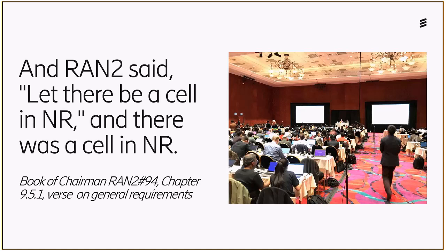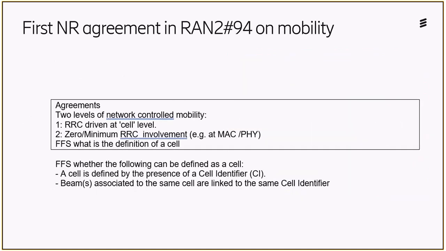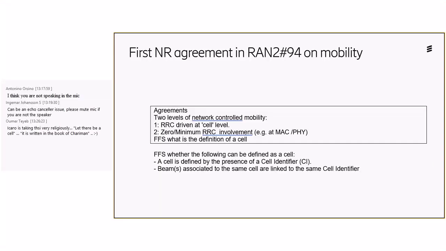It may impact things that we think don't exist, but it impacts more things than we think. We will go through some of these here, at least to some level. This is the first agreement that I was referring to that Run2 had. The agreement was that there are two levels of network-controlled mobility. One is driven on RRC level, and it is called cell level mobility. The other one is zero or minimum RRC involvement, which is L1 and L2 mobility.